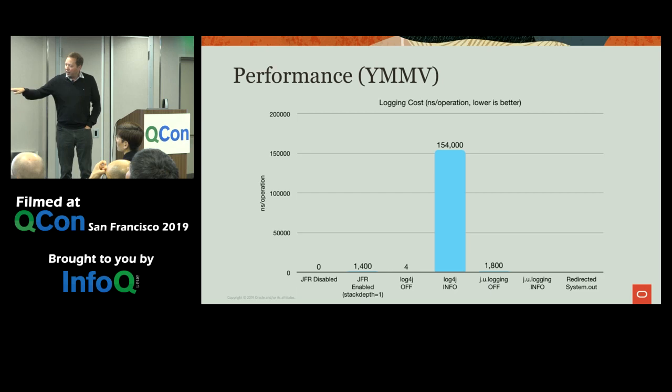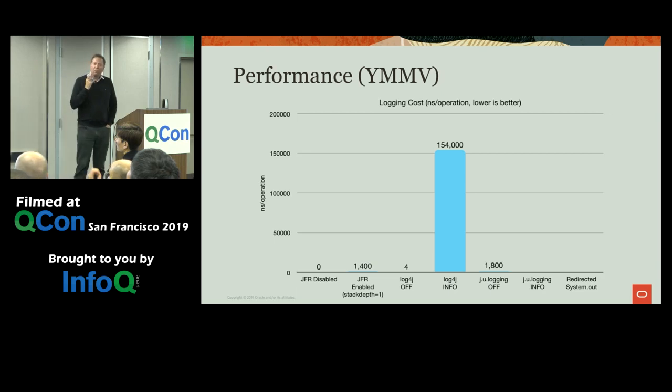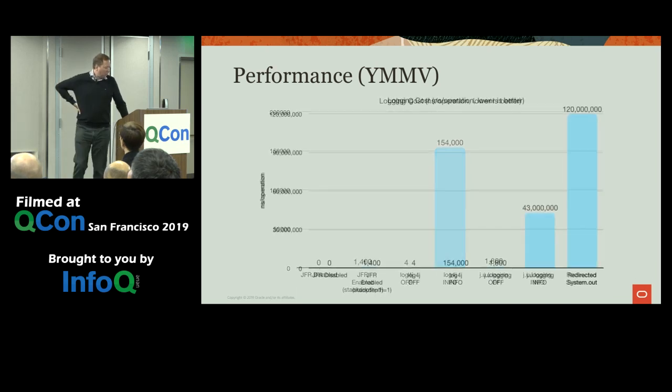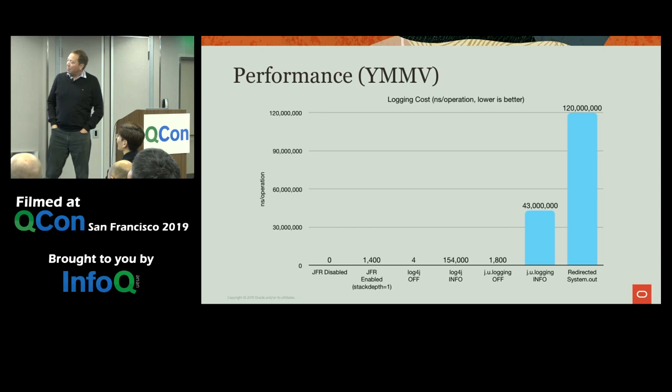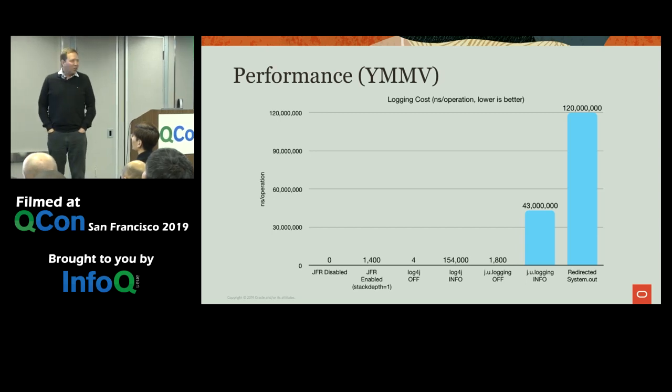There are a few other comparisons here as well. It's log4j with off, which still has an overhead. It's log4j with info, which you can see is pretty costly compared to the alternatives. Anybody dare guess what Java util logging info and redirected system out, how big those will be? Well, they didn't fit into this chart, let's say. So changing the scale a bit, you'll see that, yeah, they have ridiculous overhead.